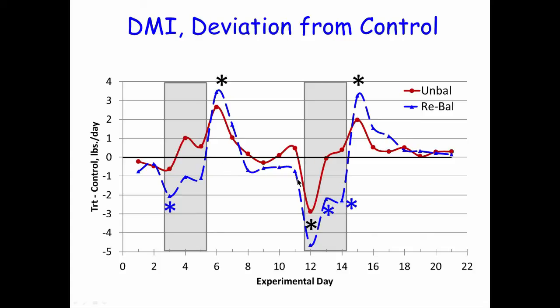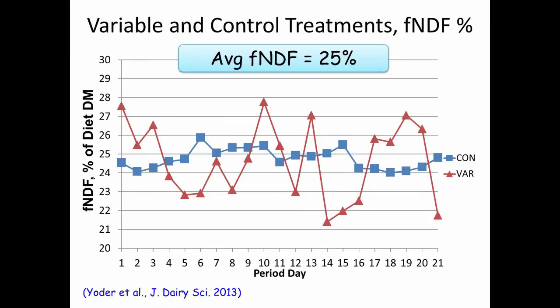The other thing, if you'll notice, there was not much difference here between the 2 treatments, but if anything, actually rebalancing the diet was worse. In other words, adjusting for dry matter and changing the forage to concentrate ratio actually was worse than just feeding more feed for these short terms.